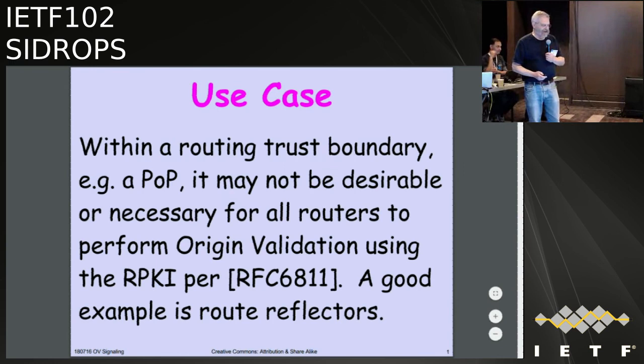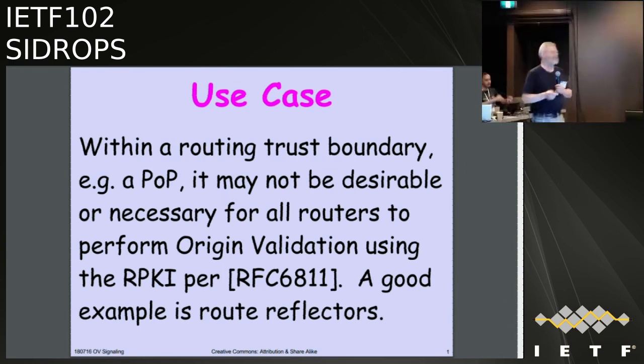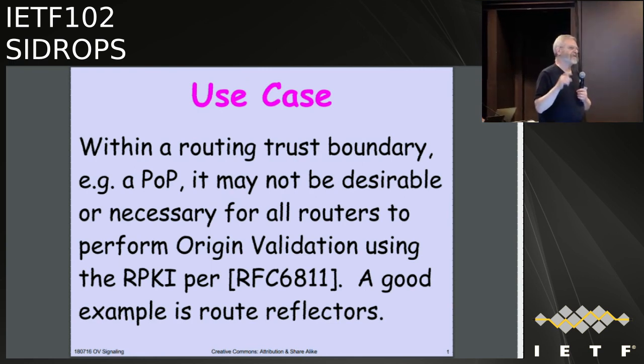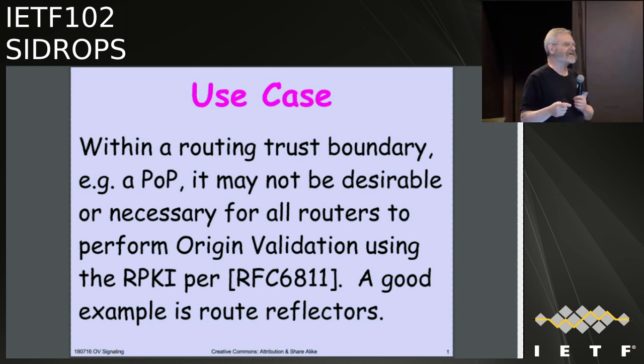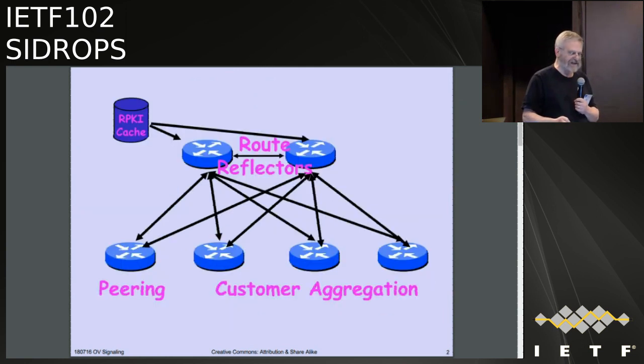Okay. So, within a routing trust boundary, like a POP, and think hard about the term routing trust boundary, it may not be desirable and it is not necessary for all devices to individually perform origin validation. Because you're within a trust boundary, your neighbor can do it for you. I am not saying trust it from another AS. A nice use case is route reflectors.